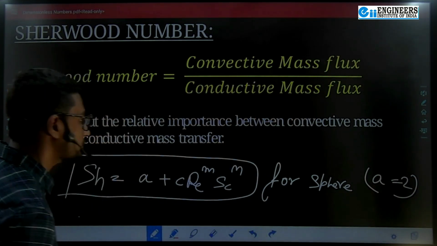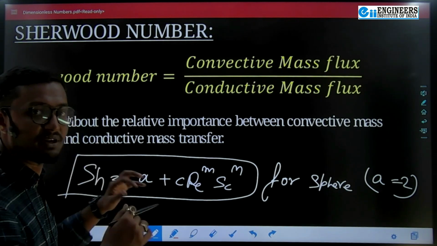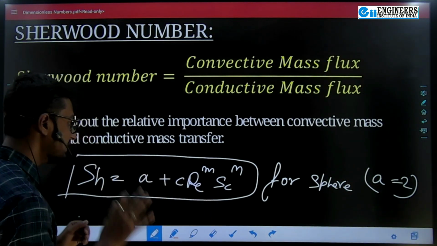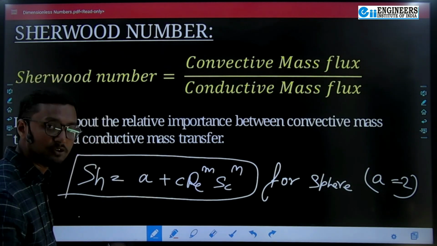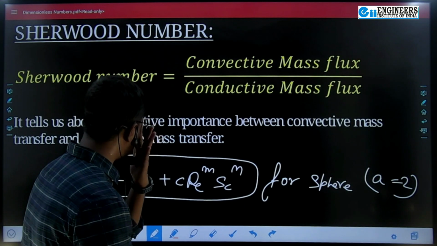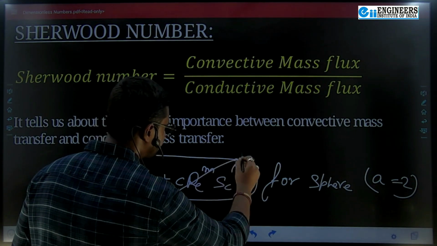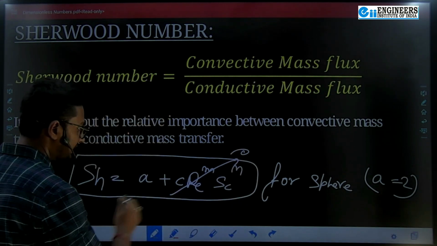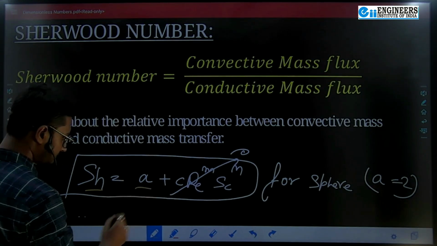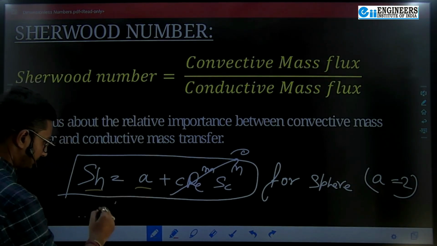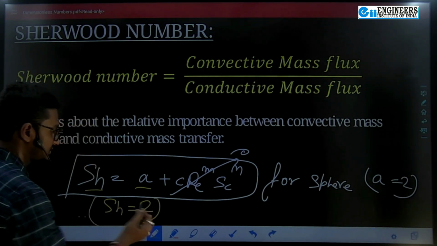Now suppose a system is given which is a stagnant system, meaning conduction mass transfer is happening. In that stagnant system, the value of the velocity will be equal to 0. Once the velocity is 0, the Reynolds number will be equal to 0. If Reynolds number is 0, then this entire term becomes 0. So we are only left with the A term. So our Sherwood number will be equal to only A, and in case of a sphere, it will be just equal to 2.